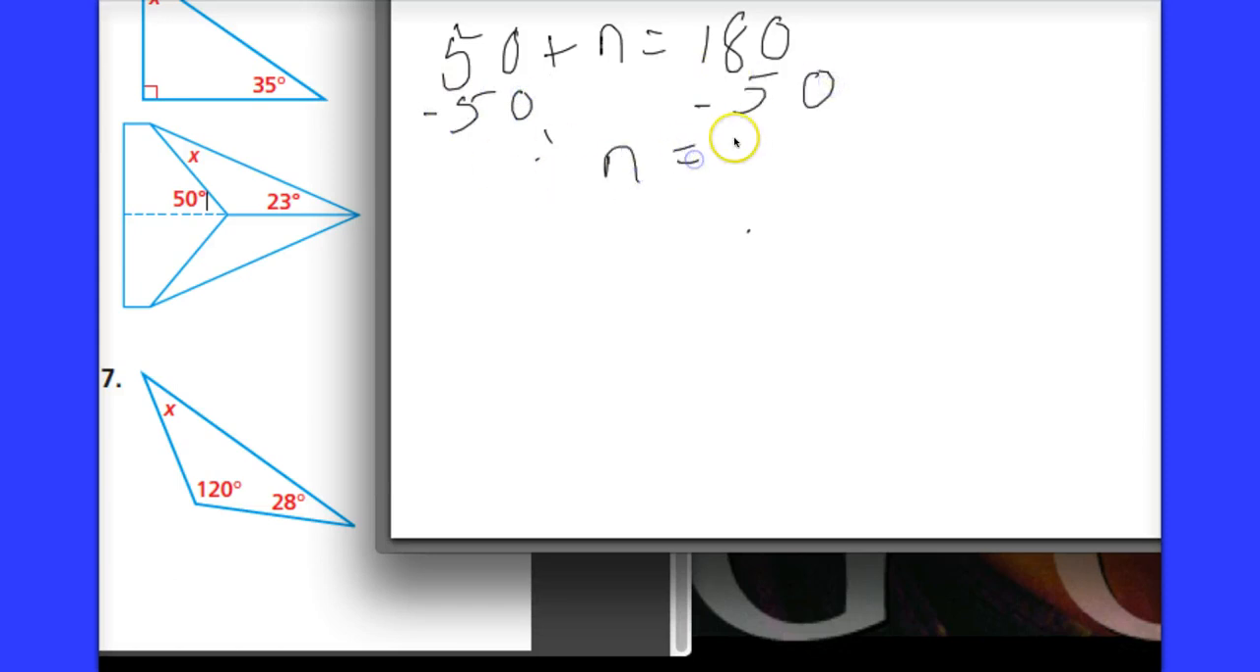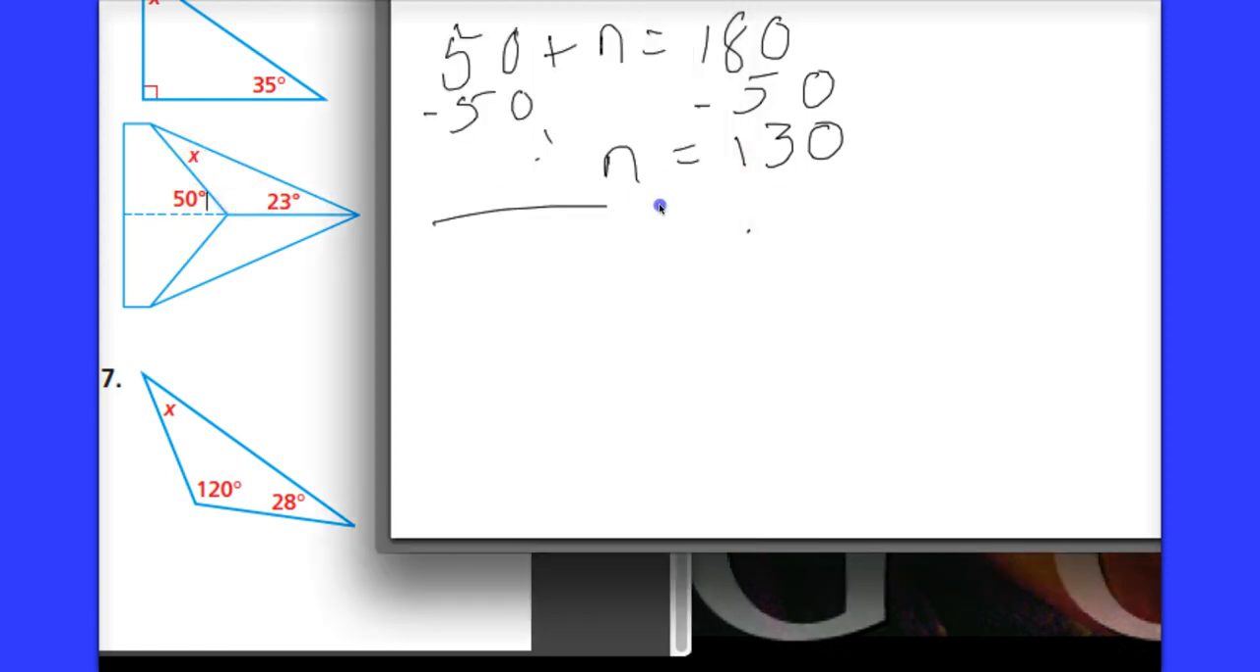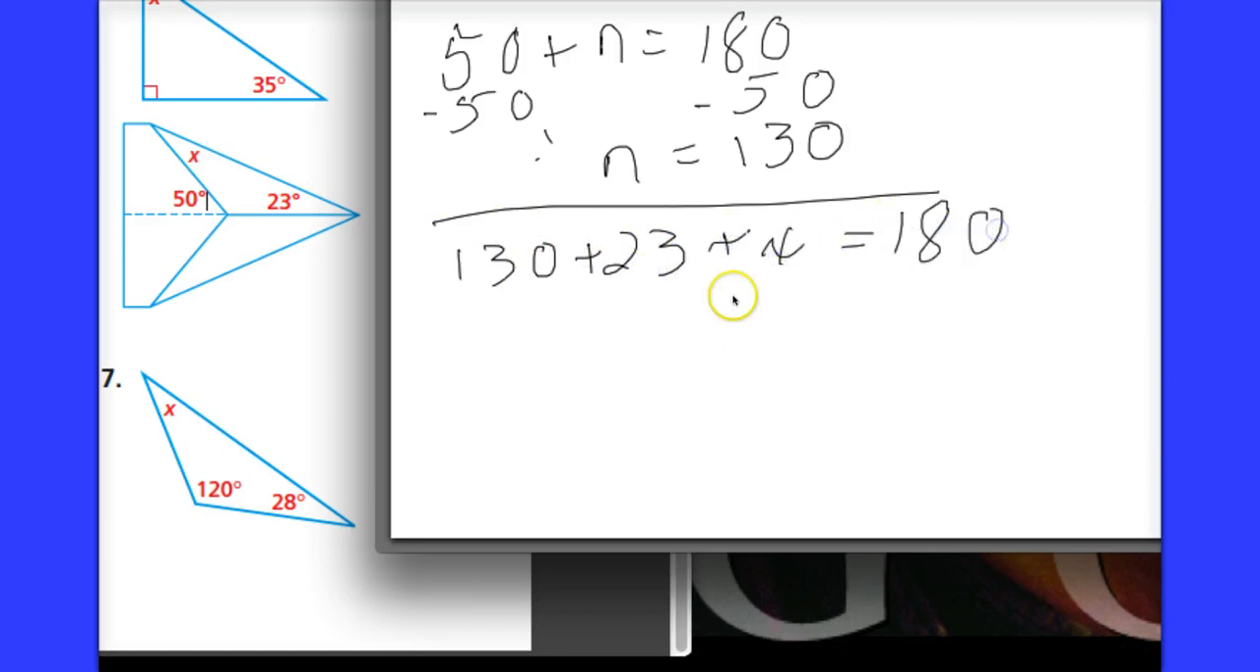And N is going to equal 130 degrees. Well, now I know that this angle here is 130 degrees. So now I can find my X. Now that I know this is 130, I can continue, and I've got 130 degrees plus 23 degrees plus X equals 180 degrees. This is going to be 153 plus X equals 180.